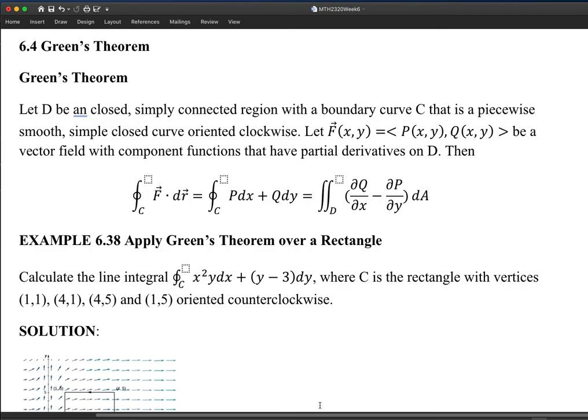Back to calculus 3. Again, we are working on 6.4 Green Theorem. This is the Green Theorem, which says when you work with a line integral for a closed curve, it could be calculated as a double integral. The double integral of the difference of cross partial derivatives.